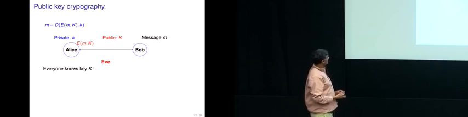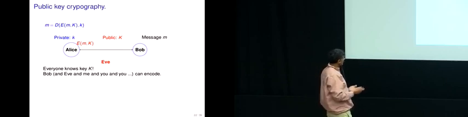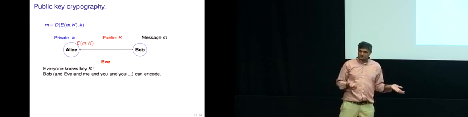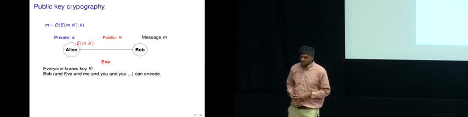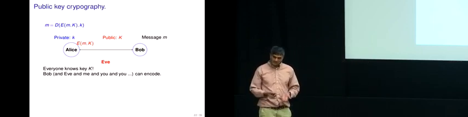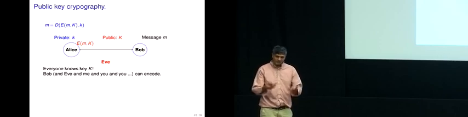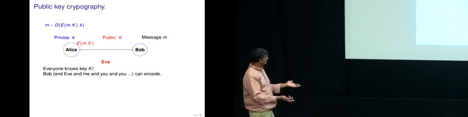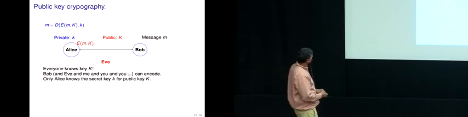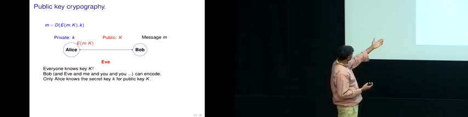Everybody knows the public key: Bob and Eve and me and you and everybody. Everybody can encode. Anybody can talk to Amazon, right? I can send a message to Amazon and encode it. That's what I want to do. I want to send my credit card to Amazon, because they want my money, and they won't give me stuff without that, right?